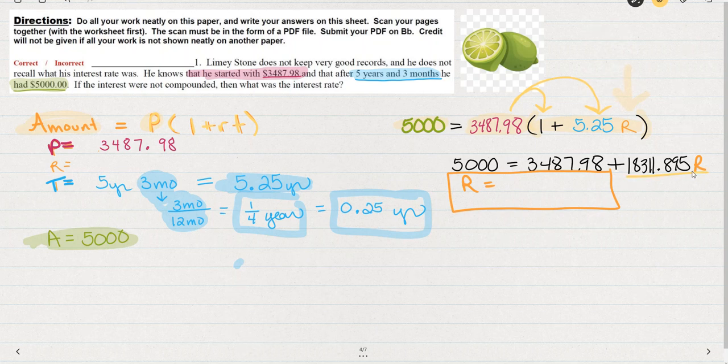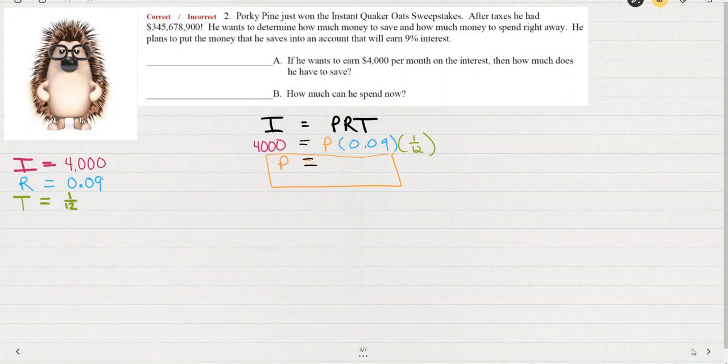I multiplied the 3,487 times 5.25 to get 18,311.895, and then subtract the 3,487.98 from both sides, divide both sides by the 18,000, and that's going to give us the interest rate. And that's it. I'm going to leave that final calculation to you. You will know whether your answer is right or not when you type that into Blackboard.